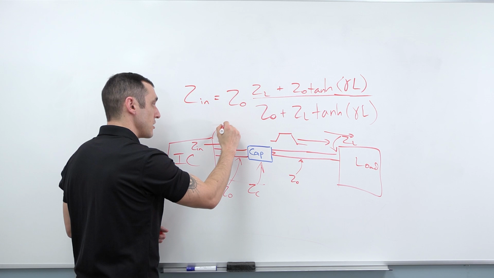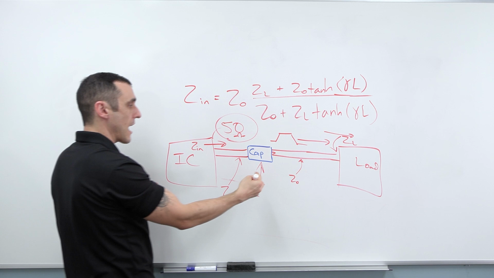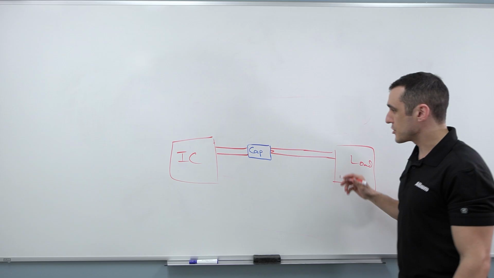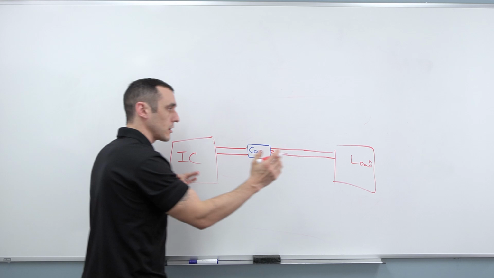In order to ensure that we have a 50 ohm impedance, we need to look at what is the size of this capacitor in relation to the span of this signal as it starts traveling down the transmission line. So I want to just look at this a little more clearly. So I've erased all the other stuff on the board for the moment.